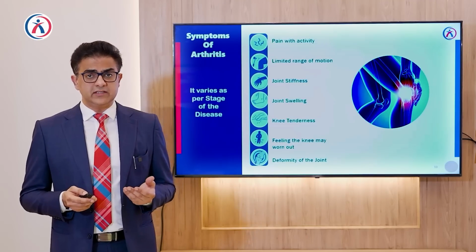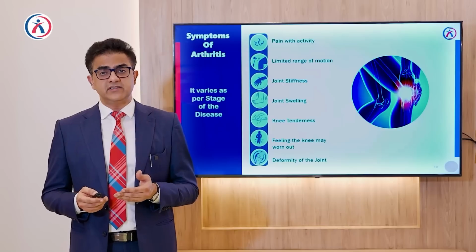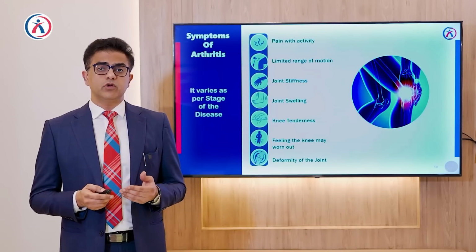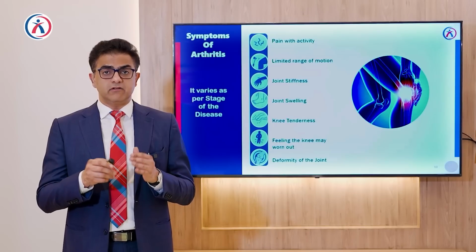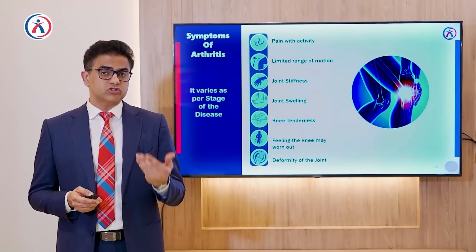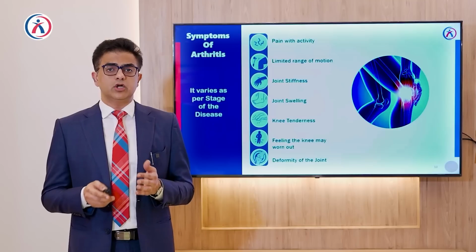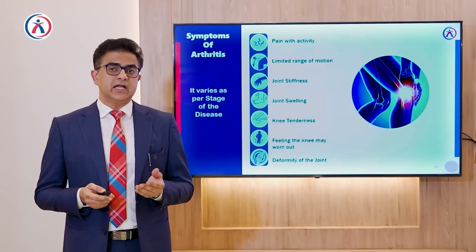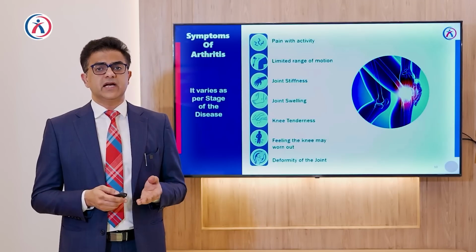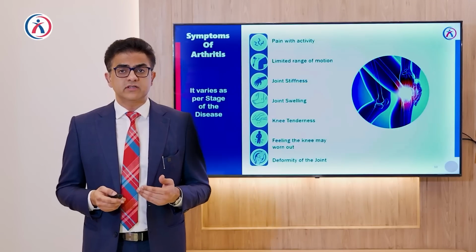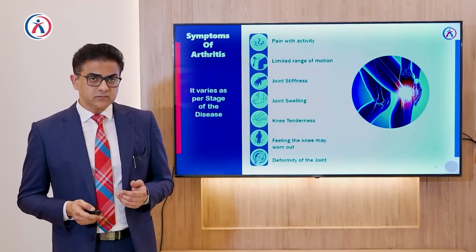And last but not the least, patients who are suffering from end-stage disease complain of a lot of deformities which are developing around the joint. For example, most commonly around the knee, we see a lot of bowing of the legs, and that becomes the reason for imbalance, and ultimately it can cause falls in those elderly patients.